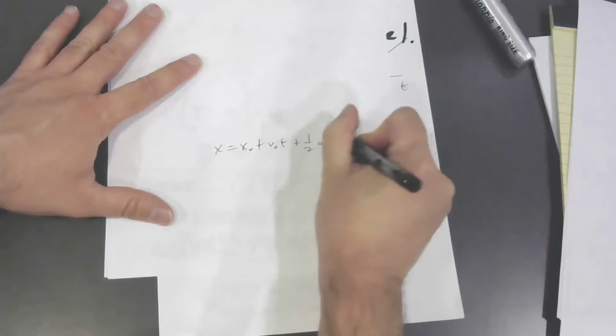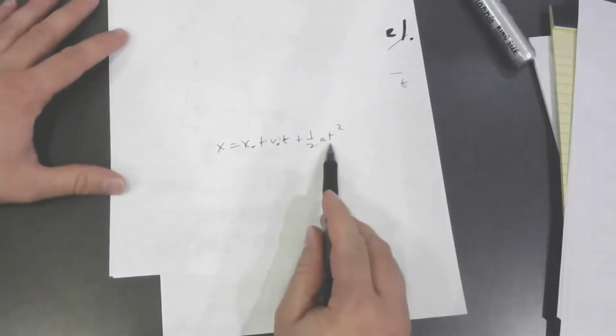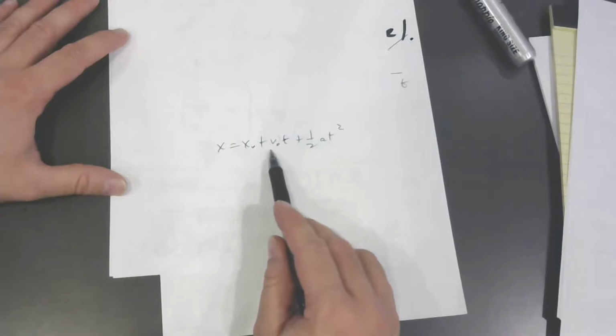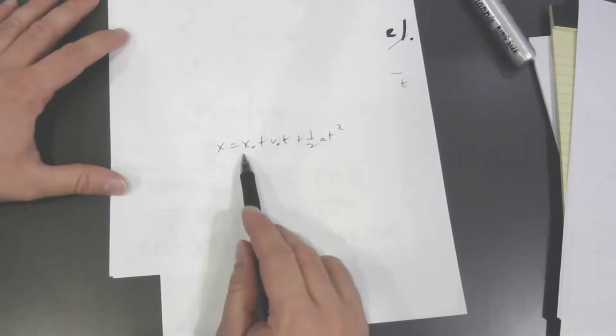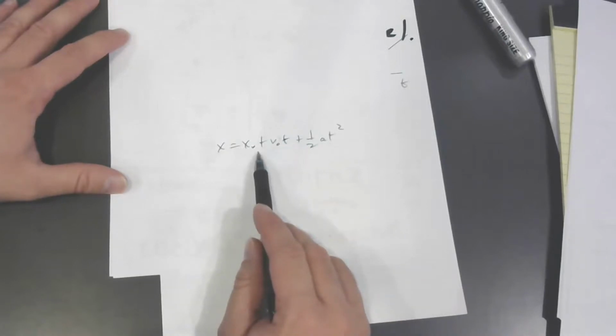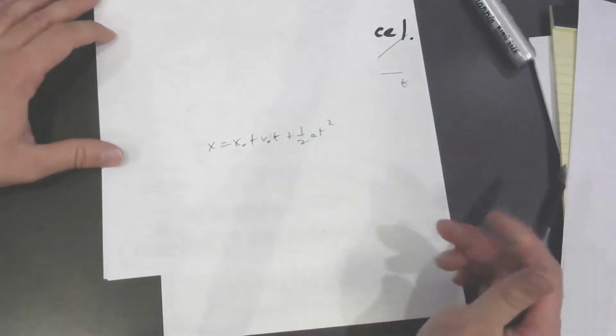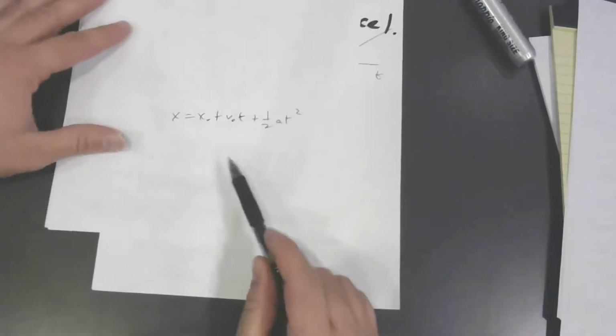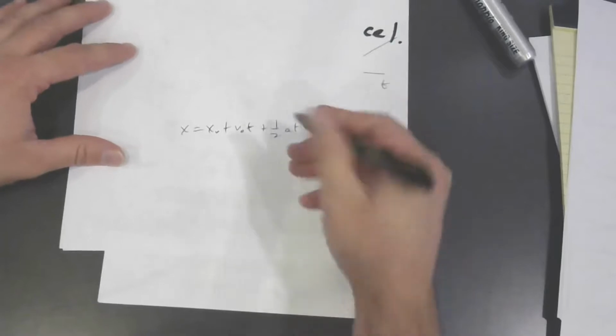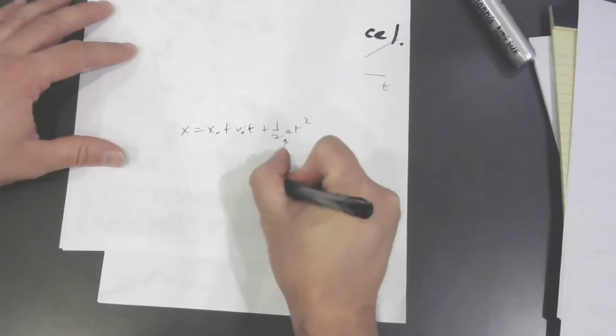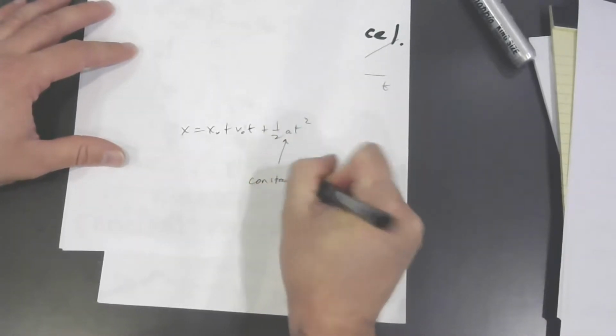Maybe you're thinking, well, that's easy. You just plug in numbers, right? Plug in 5 seconds for t, plug in the initial velocity of -1, plug in the position of 3 meters, and plug and chug in the calculator. That's not going to work because this equation is only applicable for constant acceleration. It's a constant acceleration kinematic equation.